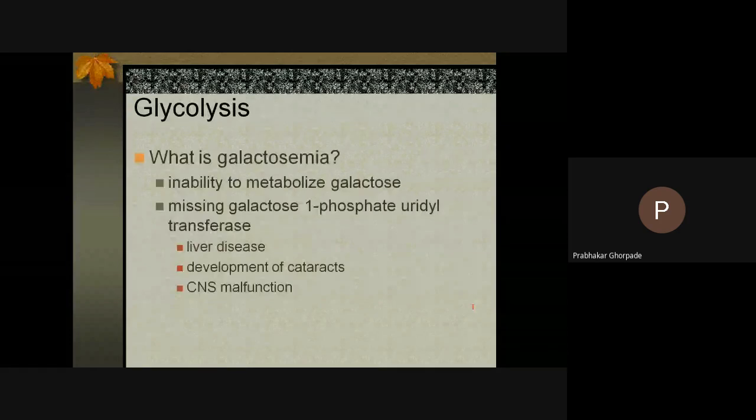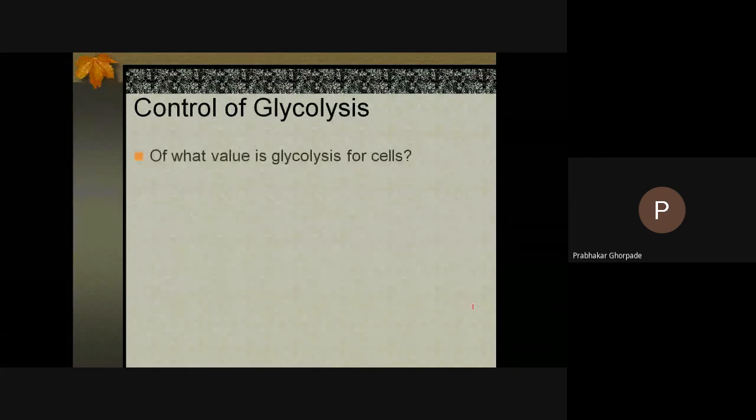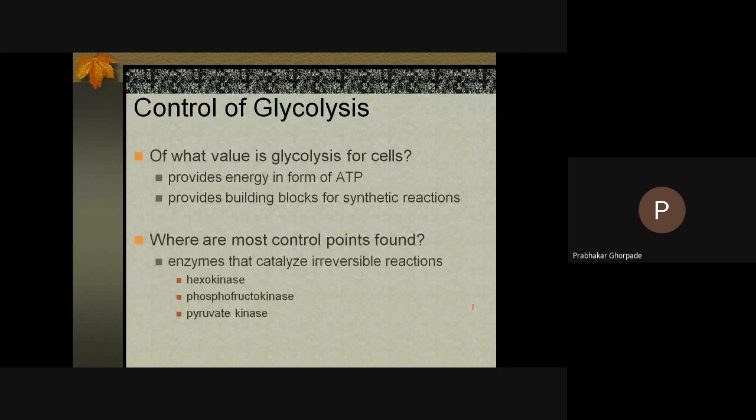So what is galactosemia? It is the inability to mobilize galactose, with a missing galactose 1-phosphate uridyl transferase. Liver disease, development of cataract and CNS malfunction can be caused by galactosemia. Control of glycolysis.